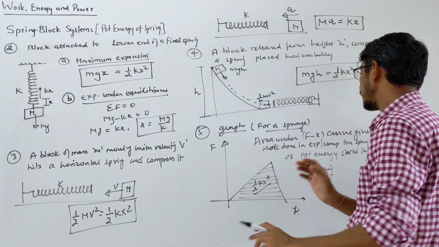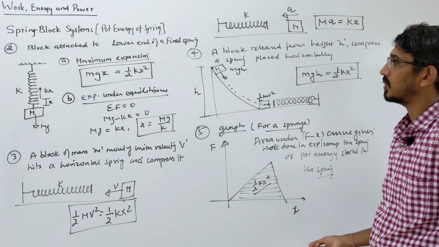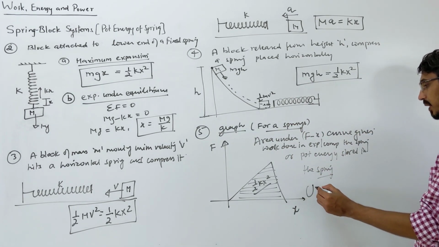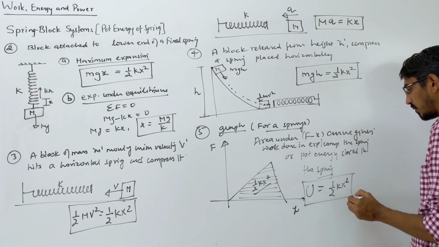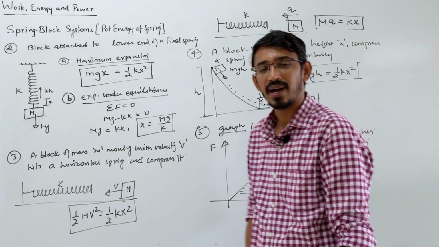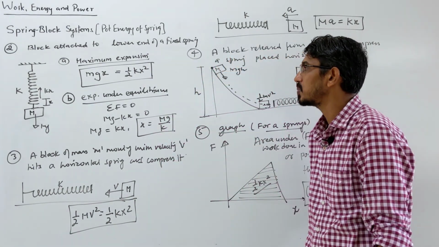So that either gives the work done in compressing or expanding the spring, or simply the energy stored in the spring, because I told you that work done and energy, half kx square, are the same thing only. The energy stored in the spring is simply equal to half kx square. That's also the work done in compressing or expanding that spring.